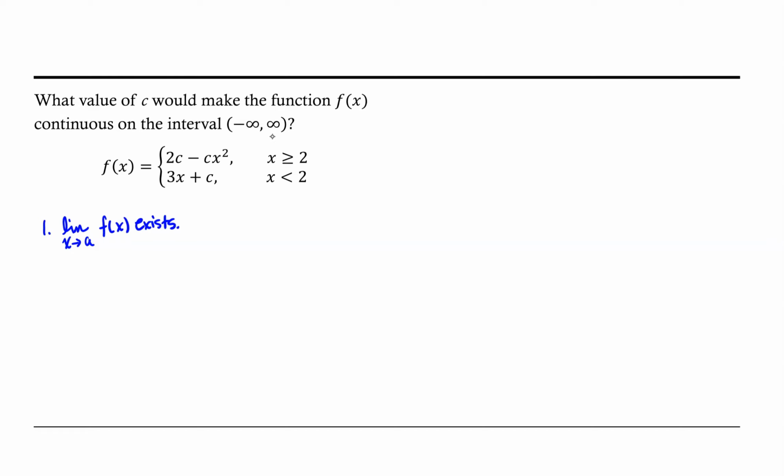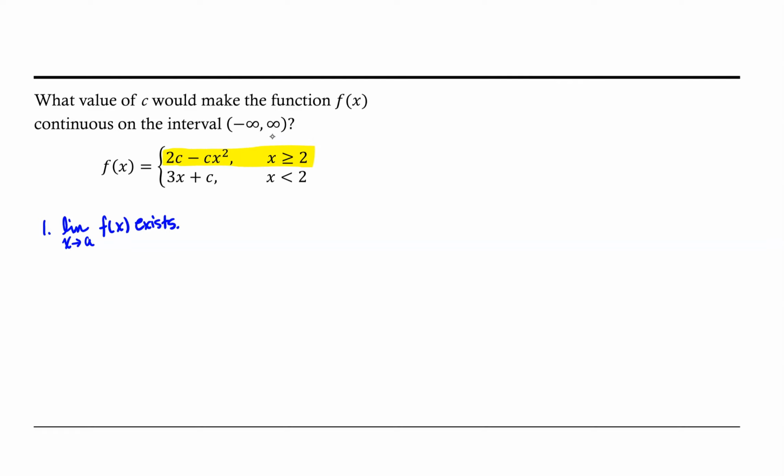Now, in this particular case, if I look at the portion of the function that is defined for x less than 2, what I see is a linear function, 3x plus a constant, that is continuous on its domain. It's basically a polynomial, and polynomials are continuous on their domain, and there are no domain restrictions for that particular function.